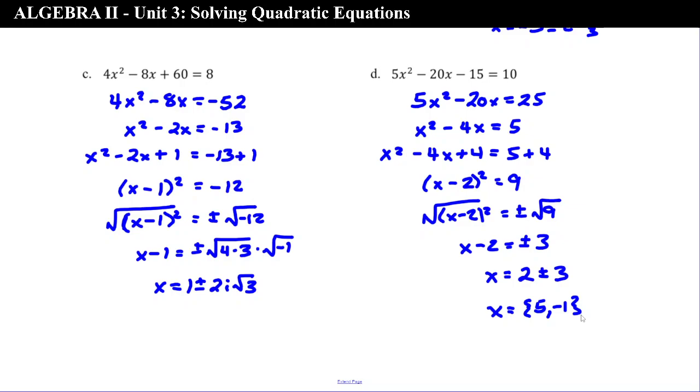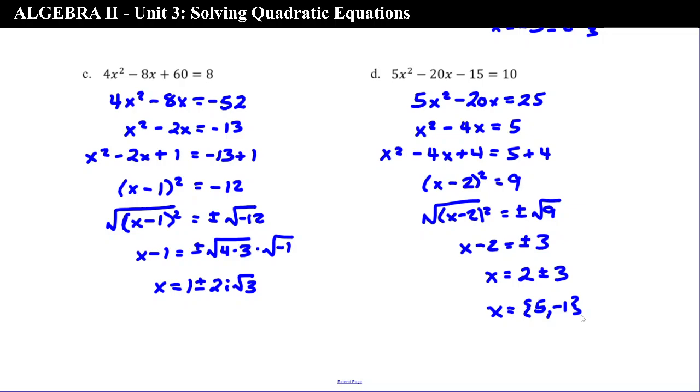So we have looked at completing the square in two cases here: once when a is equal to 1, and when a is greater than 1. And the only difference is if a is greater than 1, we're going to divide everything by a first, and then we'll just proceed as normal.